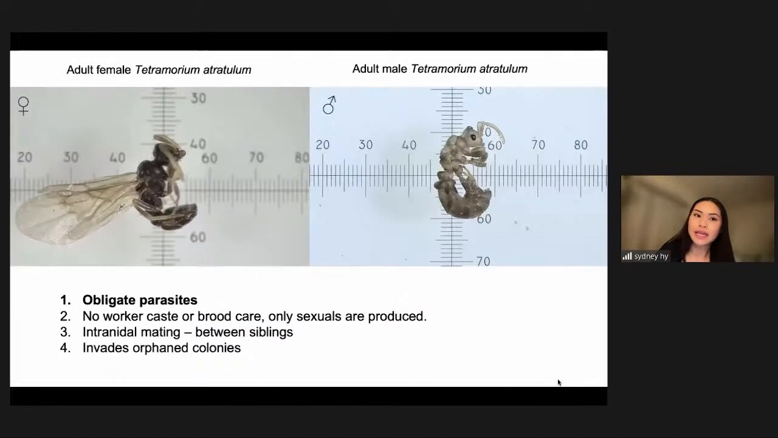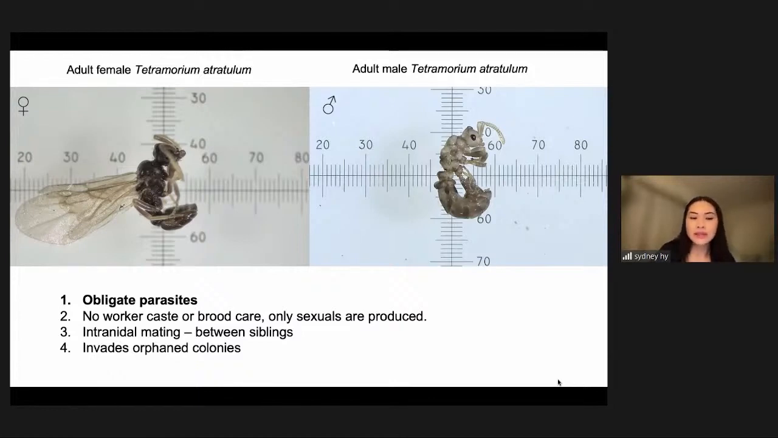Here's a social parasite that breaks the rules. This is Tetramorium atratulum, an obligate social parasite that is native to Europe and introduced to North America. They are completely lacking a worker caste, and so only sexuals are produced. And they mate inside the host nest, and often between siblings. In the absence of mature females, the males will even attempt to mate with pupal females.